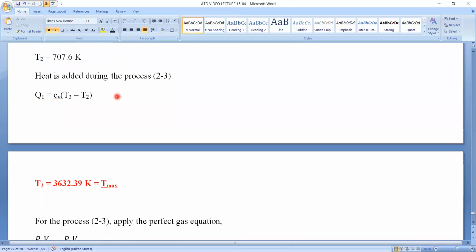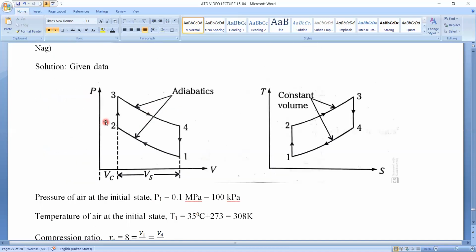Now here we need to get, in the first bit, the maximum value of temperature. See guys, we know the value of heat addition. So Q1 stands for heat addition. So during the process 2 to 3, the heat addition takes place at constant volume. I repeat, please look here carefully. So the 2 to 3 process is a constant volume process. During this process, the heat addition takes place.